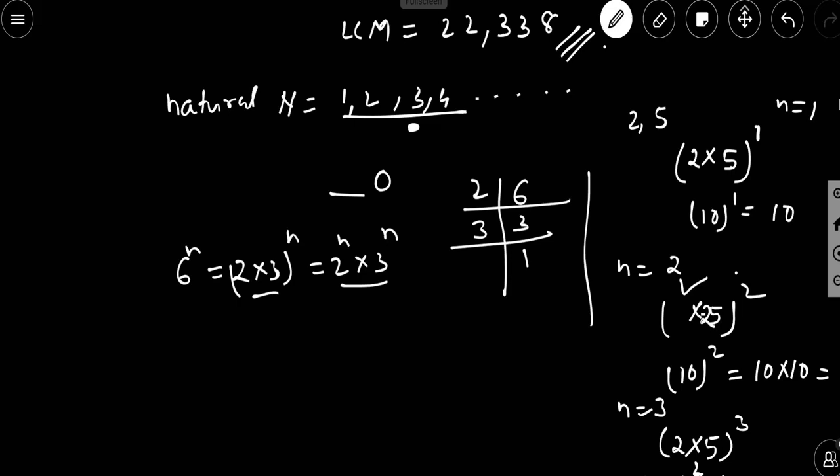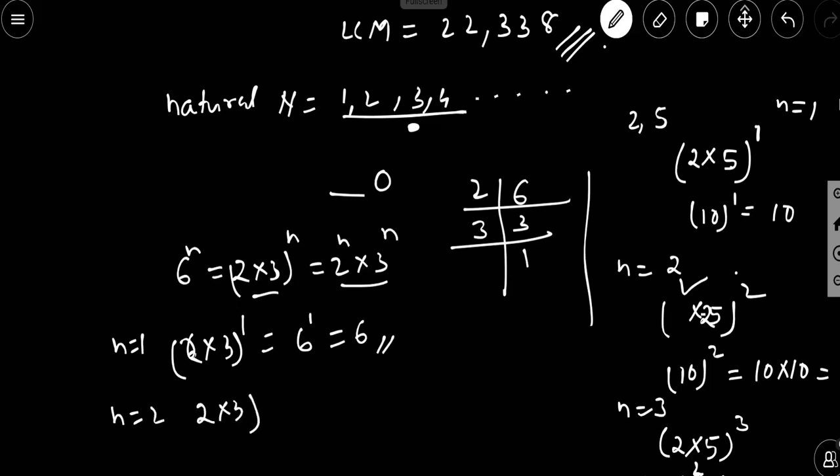Now if I substitute n equal to 1, I get (2 into 3) to the power of 1, that is nothing but 6. That means I'm not getting the last digit as 0. One more value we will try: n equal to 2. (2 into 3) to the power of 2 is 6 to the power of 2, that is 6 into 6, which is 36. That means for any natural number n you substitute, 1, 2, 3 and so on, you are not going to get the last digit as 0.